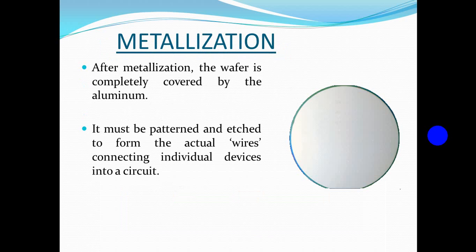The next step is metallization. Metallization is a process of deposition of conducting material to form interconnection leads between the circuit components on the surface of the chip. Due to various advantages, aluminum is most commonly used for metallization.